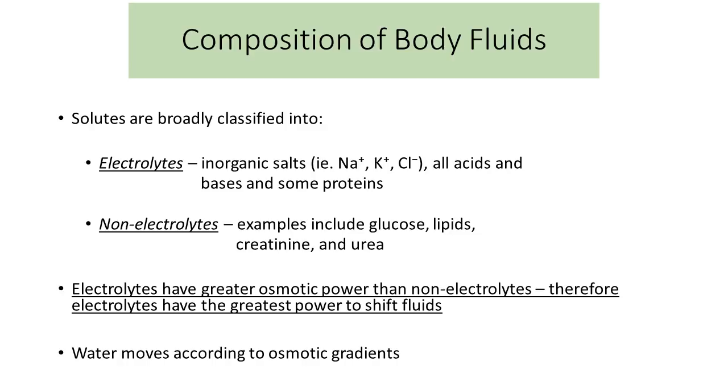Salts, bases, some proteins that we find in the body are all electrolytes. Non-electrolytes then are structures like glucose, fats, lipids, creatinine, and urea, which are byproducts of cell metabolism that for the most part don't have significant charges associated with them. So in effect they could not really be used if we wanted to create an electrical current. We can't use non-electrolytes to do that.